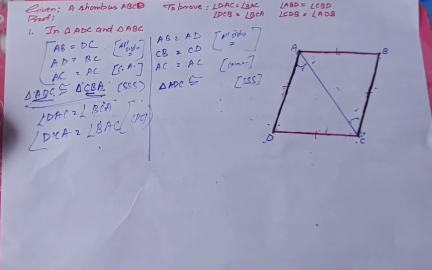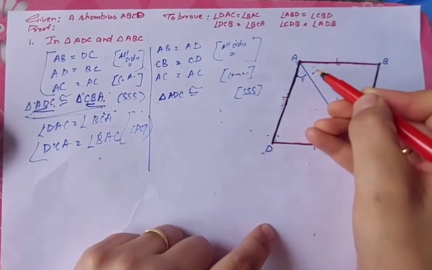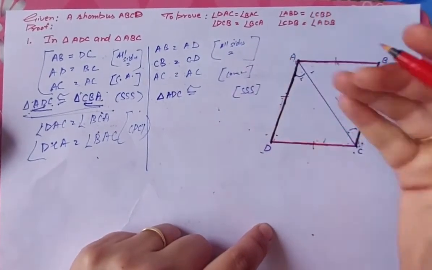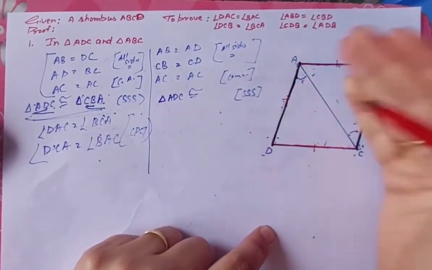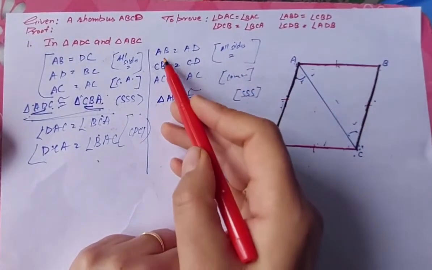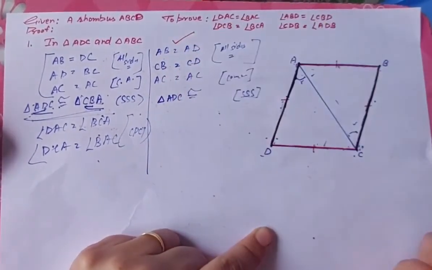What do we have to prove? We have to prove this angle equals this. So the triangles must overlap like this, so we must write our equalities like this. Okay, so that's why AB. So this procedure is correct.